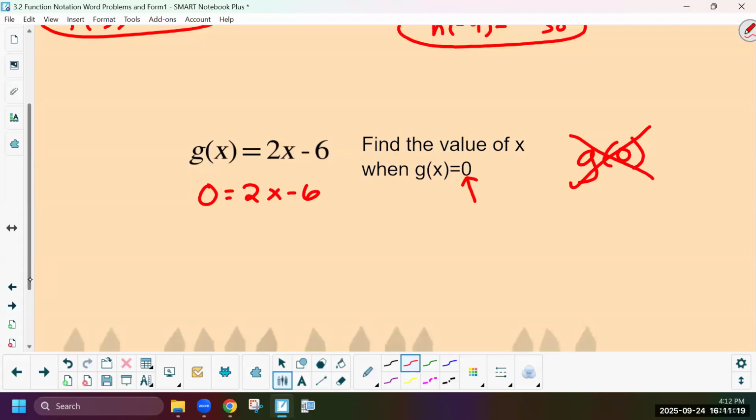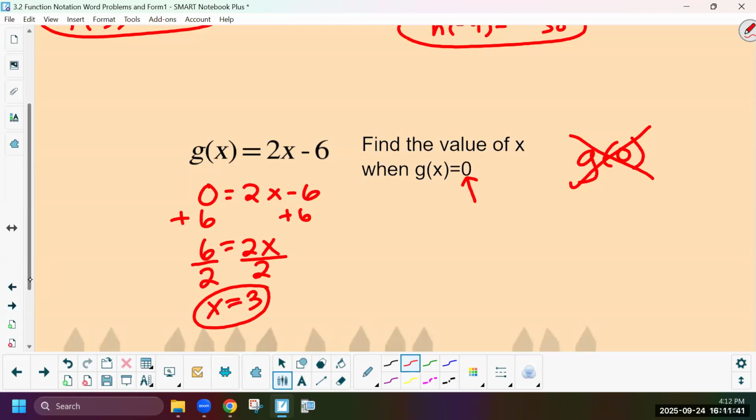So in this case, I would just solve it like a two-step equation. I'm going to add 6 to both sides. So 6 equals 2x. And then I'm going to divide by 2. So x equals 3. Okay, there is a big difference between the top two and that bottom one. Watch out, because there are quite a few of those on your summative when you take it.